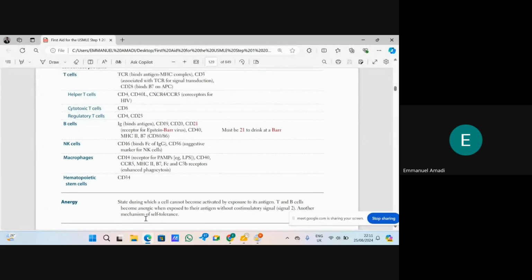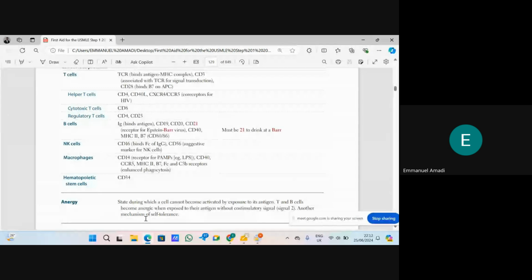Now, when you talk about your macrophages, first thing first, macrophage is an antigen presenting cell. So you will see MHC class 2. You will also see B7 on their surface. Now, the specific marker for your macrophages is CD14, straight up. Funny enough, macrophages have the CCR5. A lot of people don't know that HIV affects your CD4 cells, but HIV is also capable of affecting macrophages. The reason is that macrophages have the CCR5 receptors, which HIV can also use to get into the macrophages.